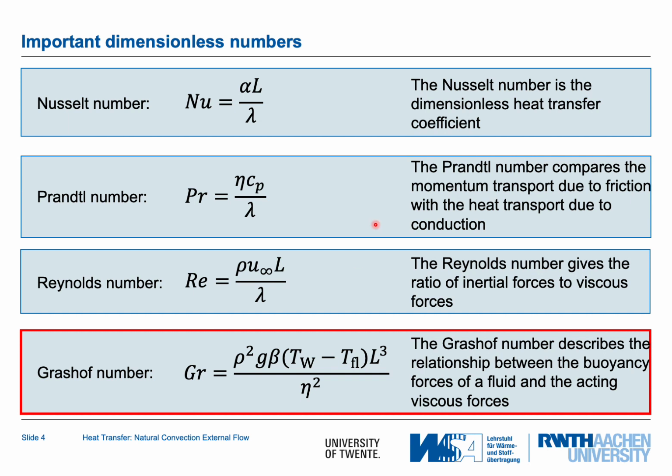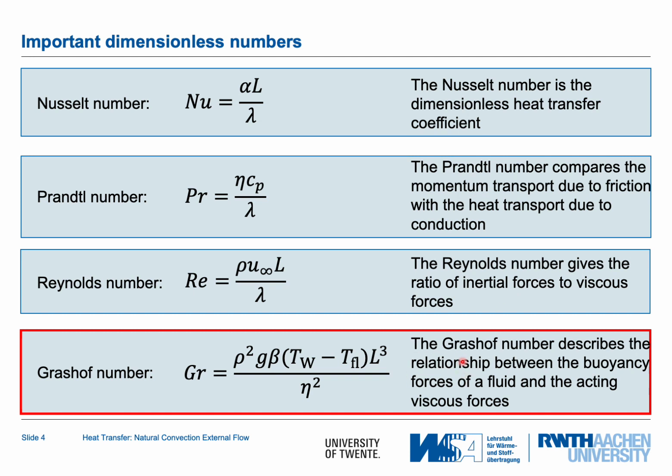What are the important dimensionless numbers? First of all, the Nusselt number, that is in fact the dimensionless heat transfer coefficient. Alpha is the heat transfer coefficient, L the length scale, lambda the conductivity coefficient. The second number is the Prandtl number, which compares the momentum transport due to friction with the heat transport due to conduction. The third one is the Reynolds number, which gives the ratio of inertial forces to viscous forces.